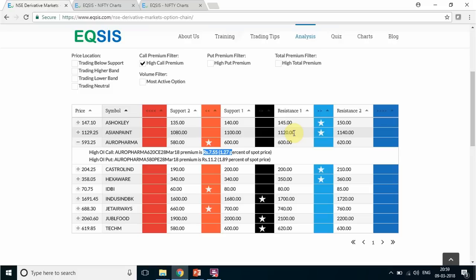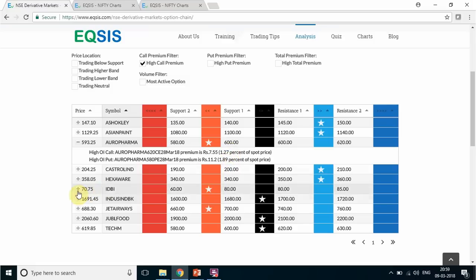So by tomorrow, if the price is actually moving up, or tomorrow or the day after tomorrow, let's say Monday or Tuesday, if the price is moving up, I still respect the positive price of Aro Pharma. Aro Pharma is something on which I have a kind of positive move, because of this one.